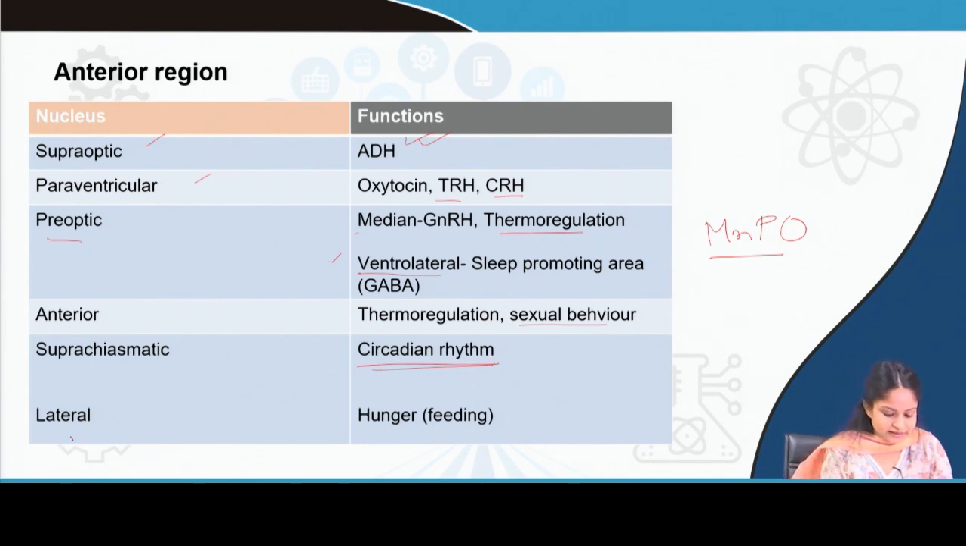Then the lateral hypothalamus or lateral nucleus of the hypothalamus, which is present in the anterior region, is mainly known as the feeding center. You get hungry due to the activation of this center. This is lateral nucleus of the anterior region, that is the hunger center or the feeding center.